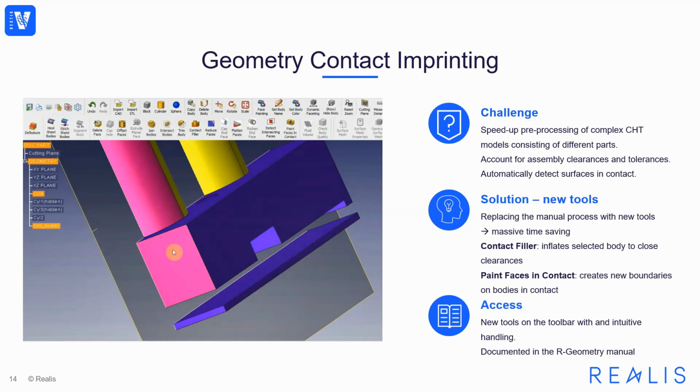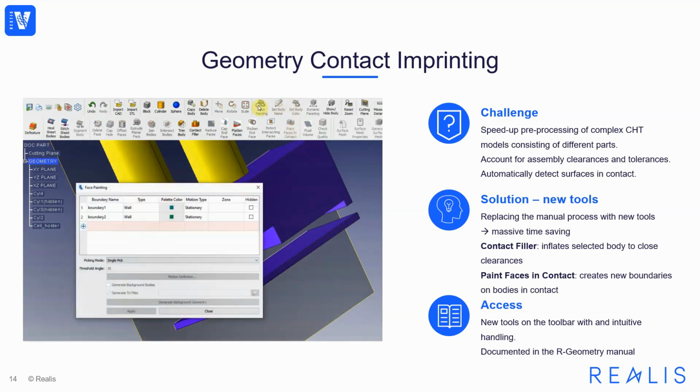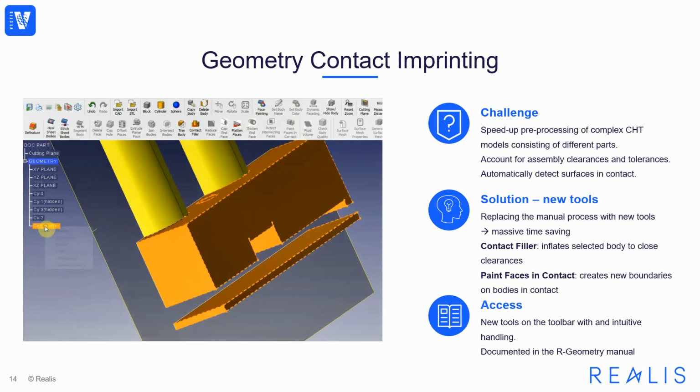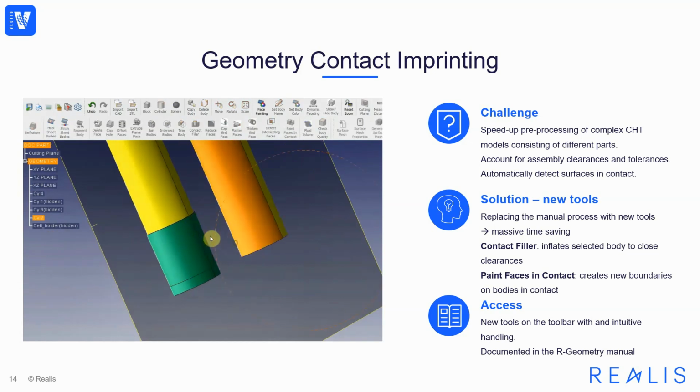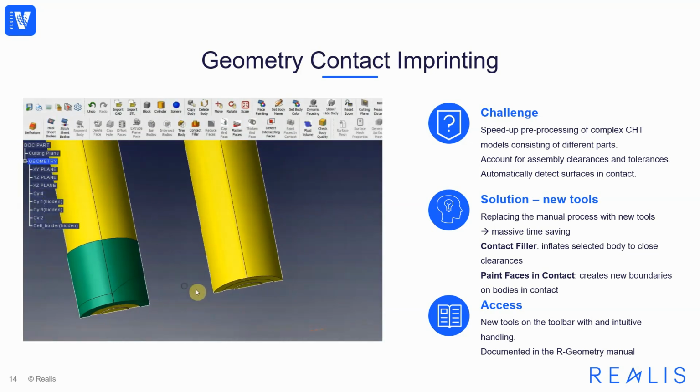The user can also specify the maximum tolerance by which the body can inflate to avoid excessive deformation. The second tool is called Paint Faces in Contact and automatically creates new boundaries on both bodies which are in contact. Both new tools are directly accessible from the toolbar and are fully described in the Art Geometry manual.